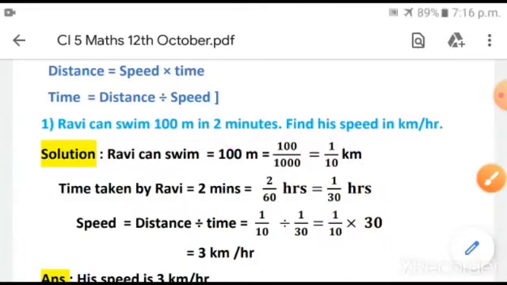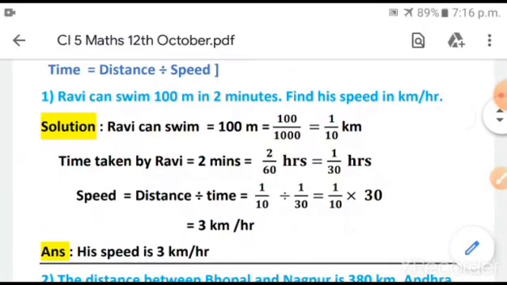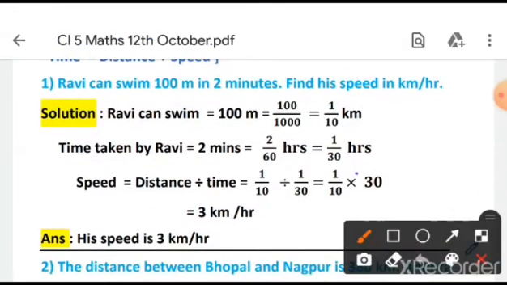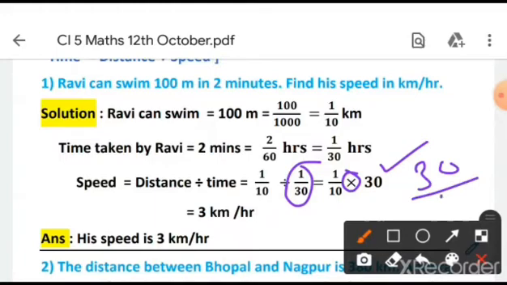Now you have got the distance in kilometers and the time in hours. So speed will be distance divided by time, that is 1 by 10 divided by 1 by 30. Now students, you have learned by this time how to do the division of fractions. This division you are going to write as multiplication in the next step and take the reciprocal. What is the reciprocal of 1 by 30? Reciprocal is 30. So now you divide this 30 by 10. You know 10 threes are 30. So you write 3 kilometer per hour. You write the answer: his speed is 3 kilometer per hour.